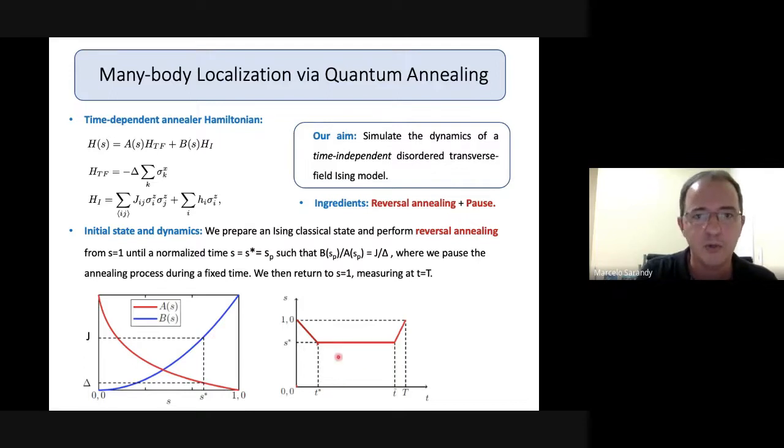Bear in mind that this ratio B over A at the time SP sets the disorder strength, right? Because A multiplies the transverse field and B multiplies the Ising Hamiltonian, so they define the energy scale of the Hamiltonian. So the ratio between B and A sets the disorder strength of the problem. I control the disorder strength by defining a convenient SP. If I want some amount of disorder, I just let the system go from S until the convenient SP that implements that amount of disorder, okay?